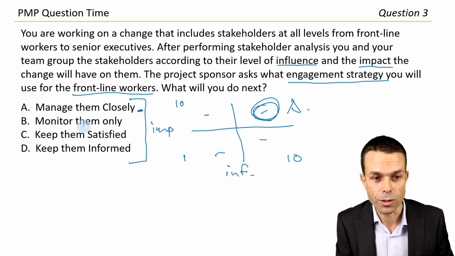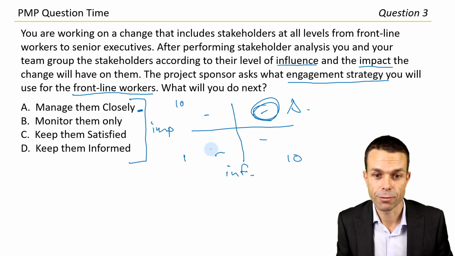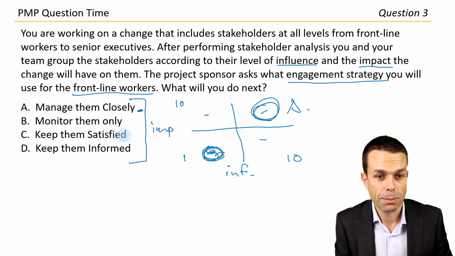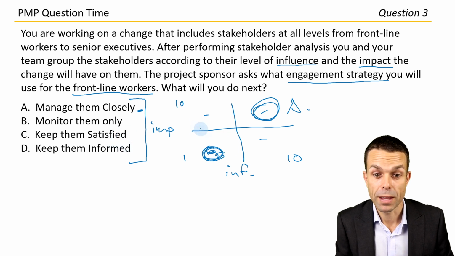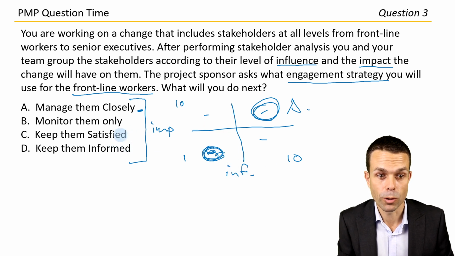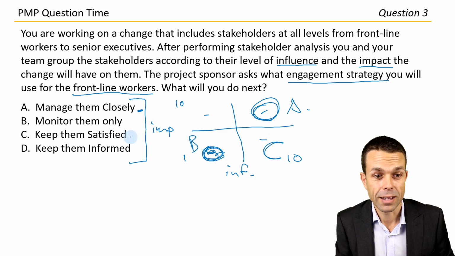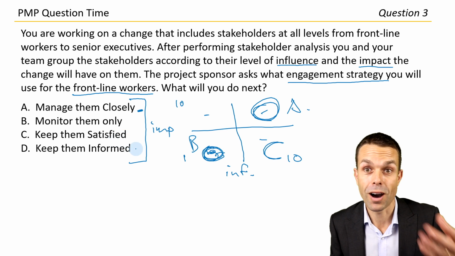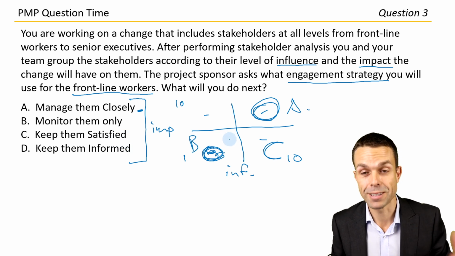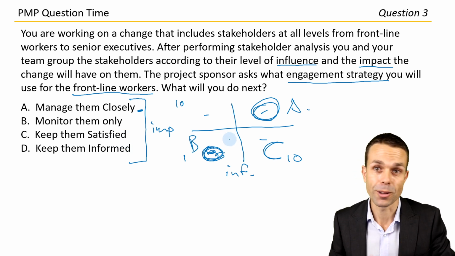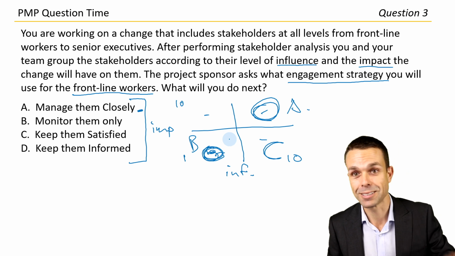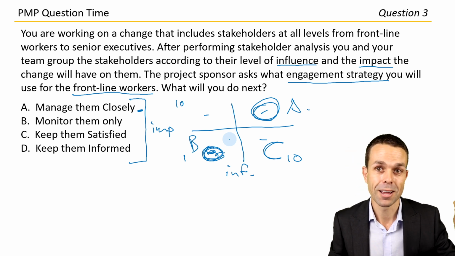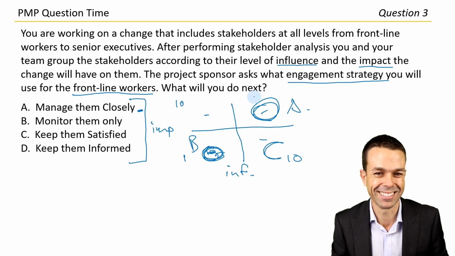Monitor them only. That's probably if they haven't got an impact and they haven't got any influence as well. Keep them satisfied and keep them informed. If they're influential, that's B, that's C. We want to keep them satisfied if they're highly influential. Definitely, we need to keep those executives satisfied. They could end our career potentially, or at least send us back to the unemployment line for sure.